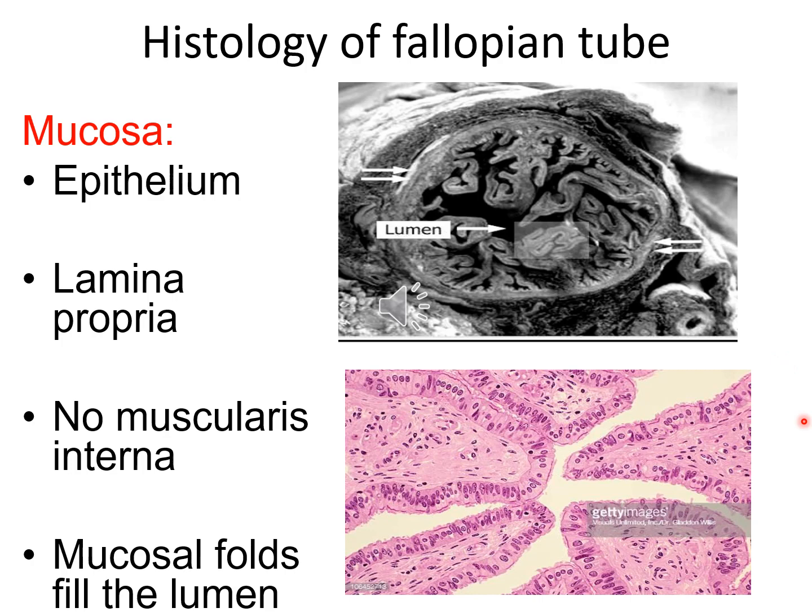The mucosa of the fallopian tube consists of epithelium and lamina propria, and it lacks muscularis interna. As I already mentioned, you can see it very clearly here. The mucosa is folding and almost fills the lumen of the fallopian tube.